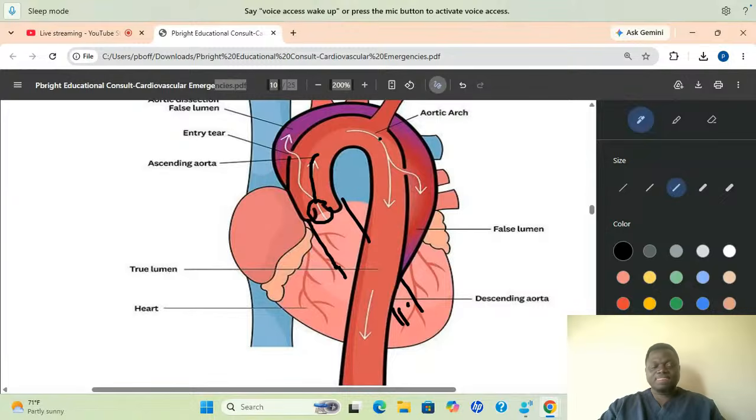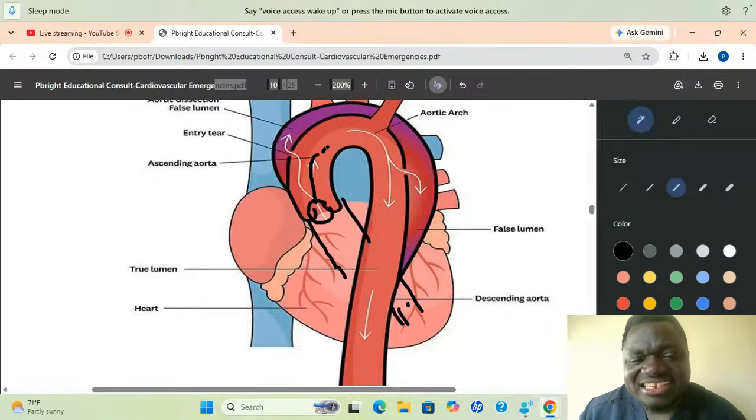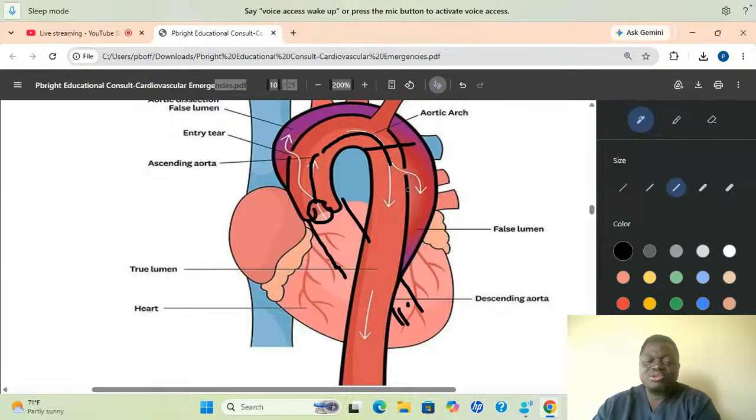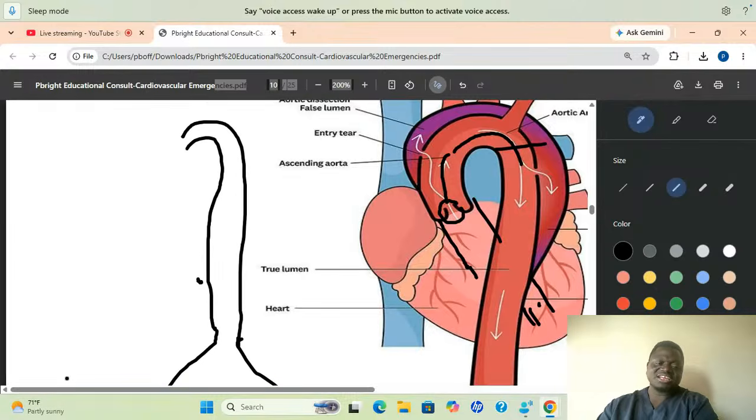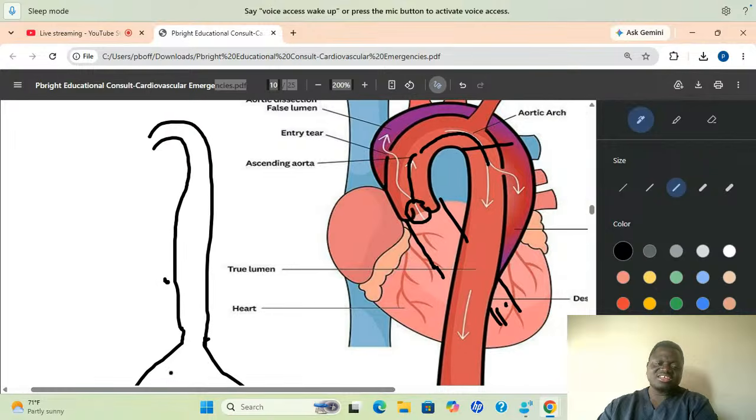Then they go descending. Immediately they start this journey down, all the way to your abdomen, a little below the umbilicus. If this is your umbilicus, they are coming all the way here. Then they divide into two, one passing here, one passing there, like this. So one will go to the right leg, one will go to the left leg.